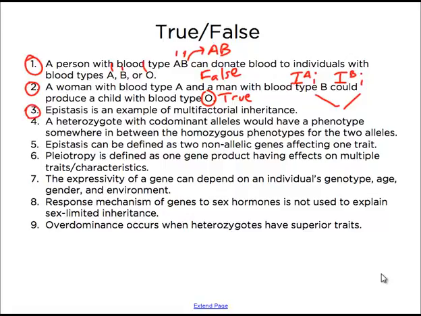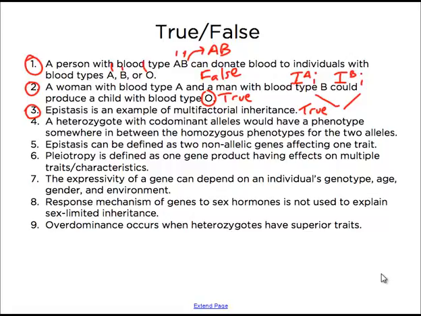Epistasis is an example of multifactorial inheritance. That's true because multifactorial simply means more than one factor, and what it really means is it's not as simple as what Mendel originally envisioned, that you have just one gene with 2 alleles. Usually it implies that there is more than one gene pair. I shouldn't say that's what epistasis is, but epistasis is an example of that, so we just answered our question.